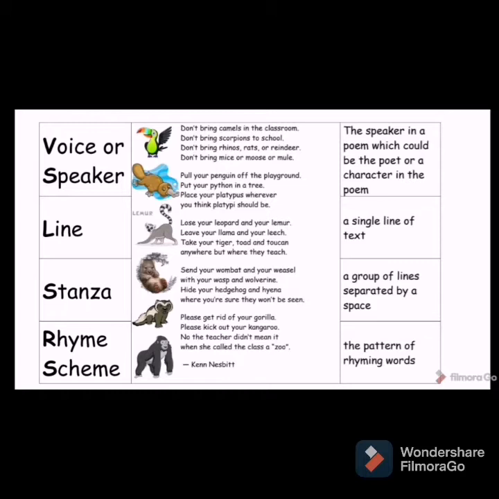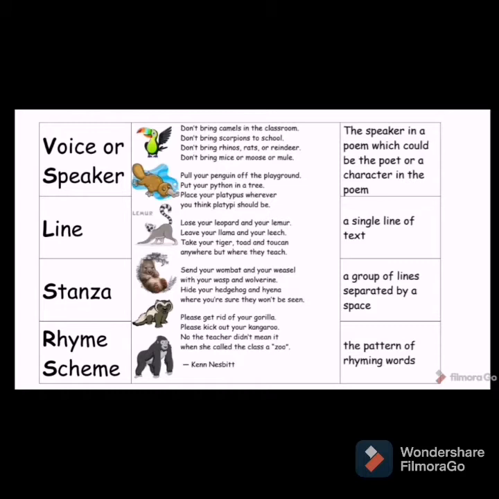Don't Bring Camels in the Classroom by Ken Nesbitt. Don't bring camels in the classroom. Don't bring scorpions to school. Don't bring rhinos, rats or reindeers. Don't bring mice or moose or mule. Pull your penguin off the playground. Put your python in a tree. Place your platypus wherever you think platypi should be.